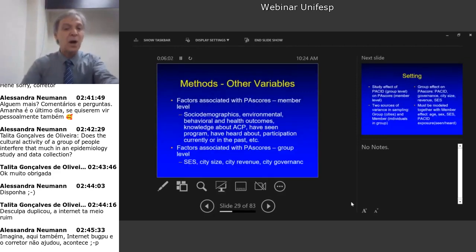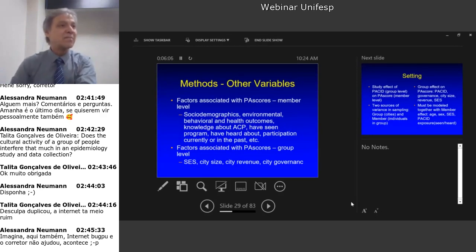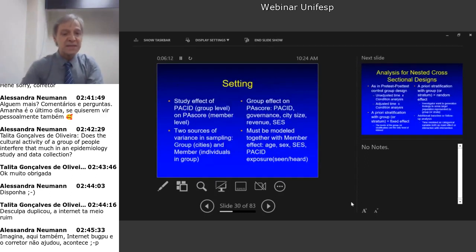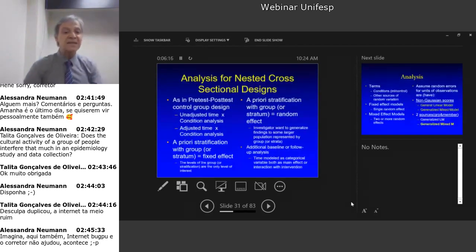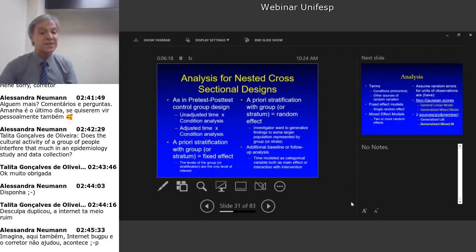Okay, here's how many variables we measured in these people over time. Baseline, in the middle, and at the end of the 3rd year. So it's like 3 measurements. You have all of this stuff. Settings, we have the setting, pre and post test. So analysis in pre and post test control group design, an adjusted time multiplied by condition analysis. Read about that. Prior stratification, we stratify ahead of time, fixed effect. Prior stratification with group and strata, random effect, we analyze both ways.